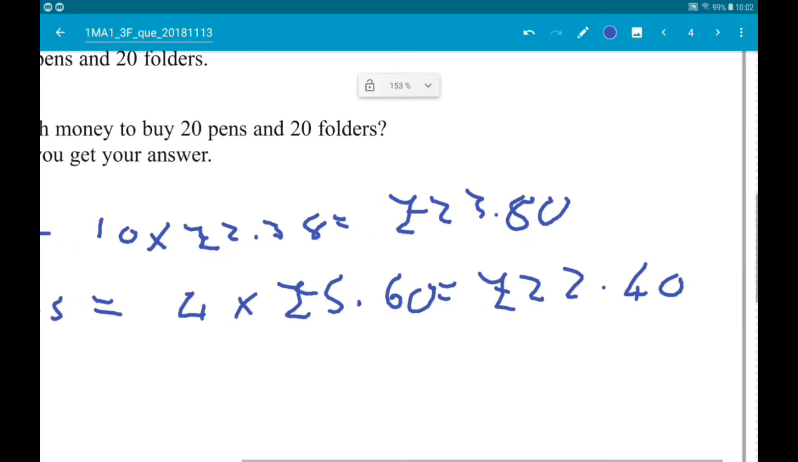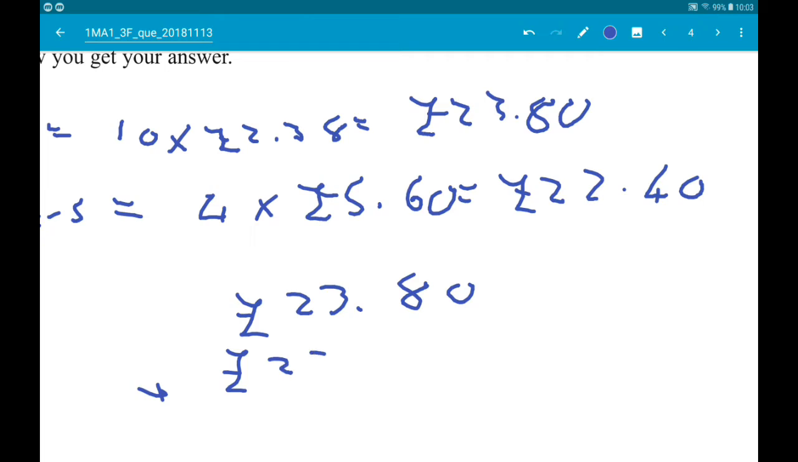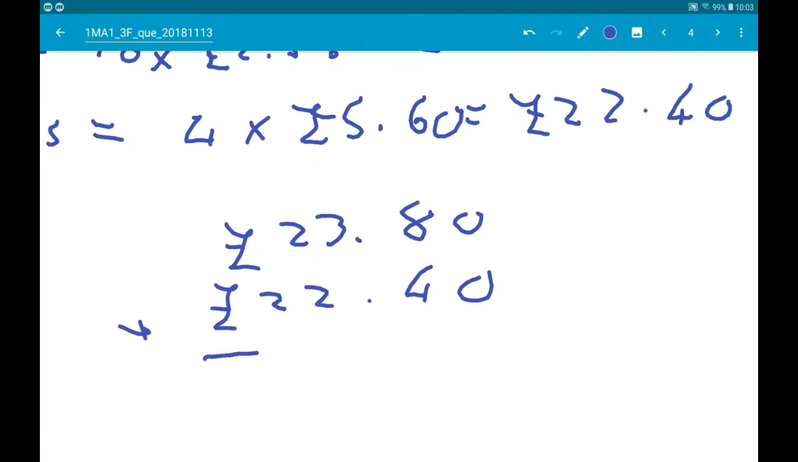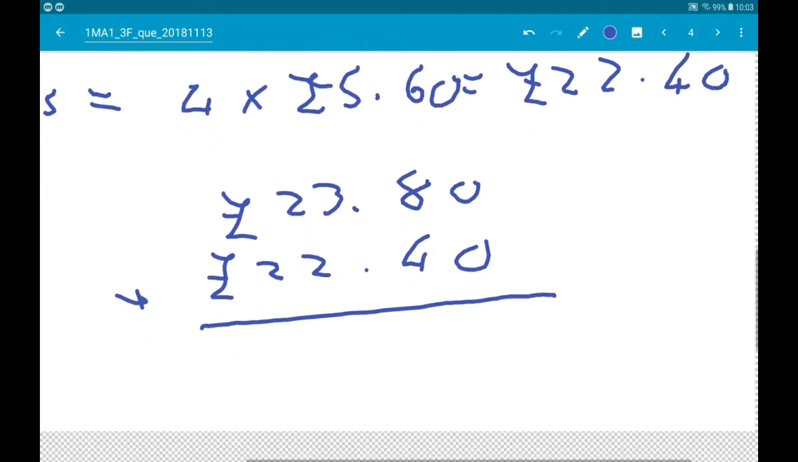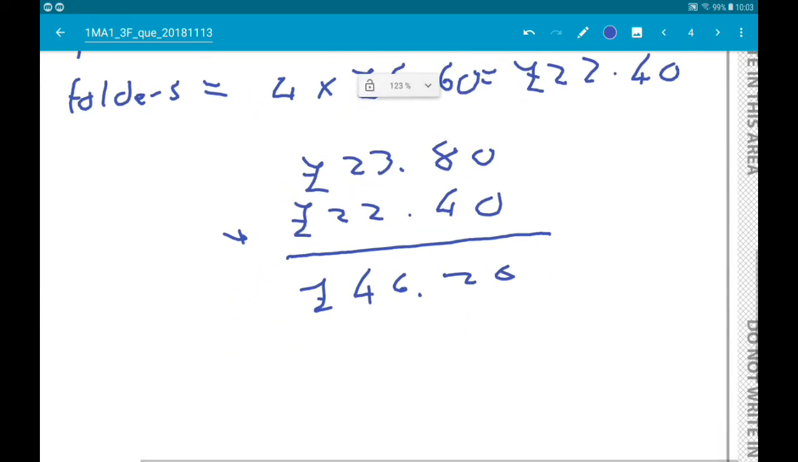Okay. So we now need to work out the total cost. So remember you can use your calculator. 23.80 add 22.40, that's going to give us £46.20p. So, does he have enough money? Yes.